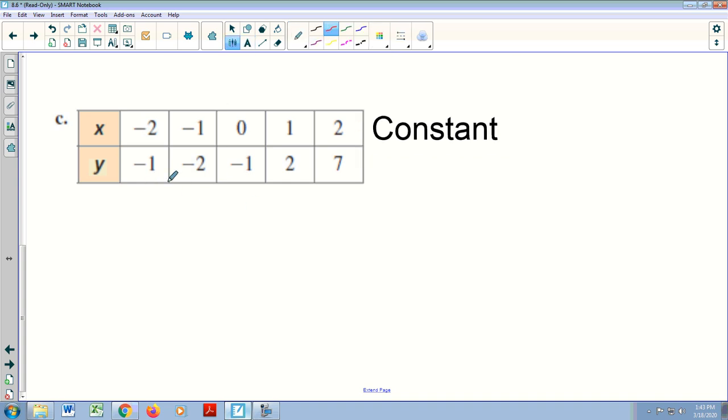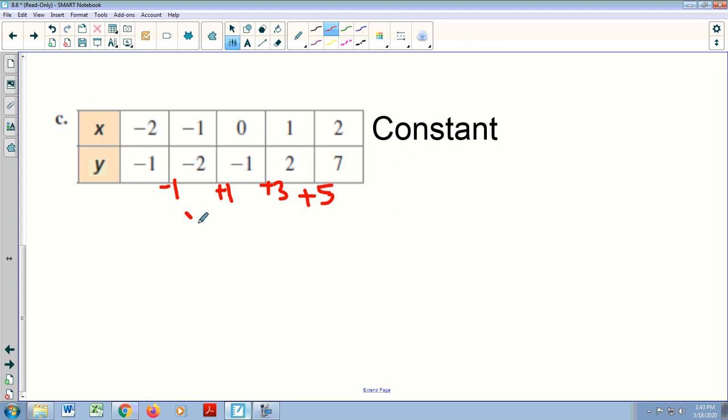I'm going to start with my common difference. Well, -1 to -2 is subtract 1. -2 to -1 is add 1. -1 to 2 is +3. 2 to 7, +5. So I know it's not linear.